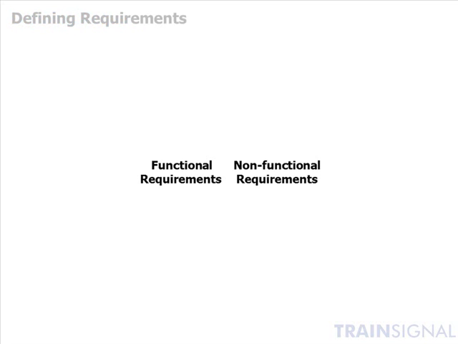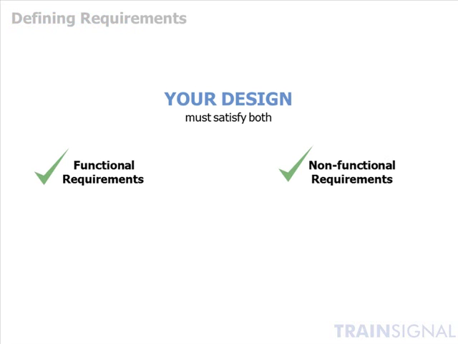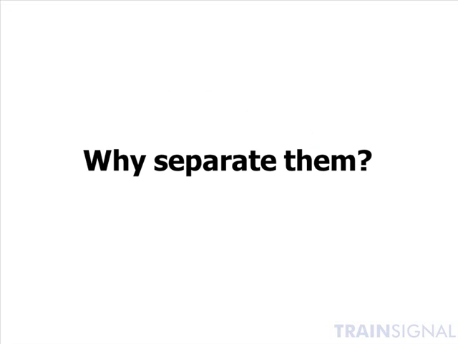As you go about defining the requirements based on the information that you've gathered from the various sources, you're going to want to separate your functional requirements from your non-functional requirements. You still have to satisfy both the functional and non-functional requirements, but the impact of the functional requirements and the non-functional requirements is different. The way that these affect the design, the way that these shape the design are different. Now, why would you want to separate them?